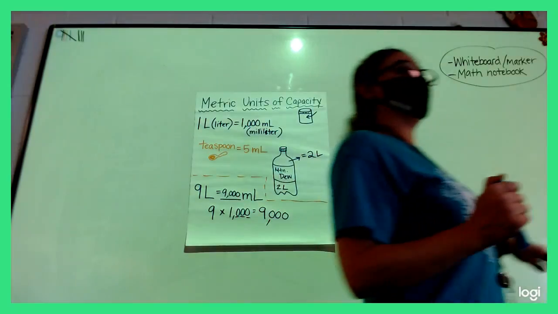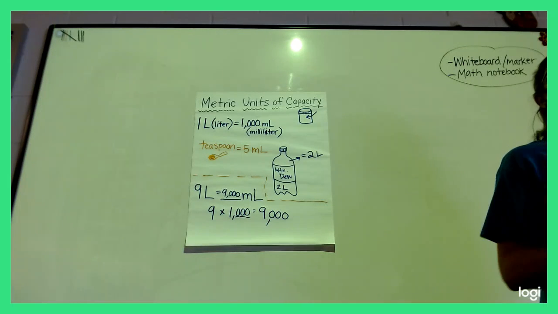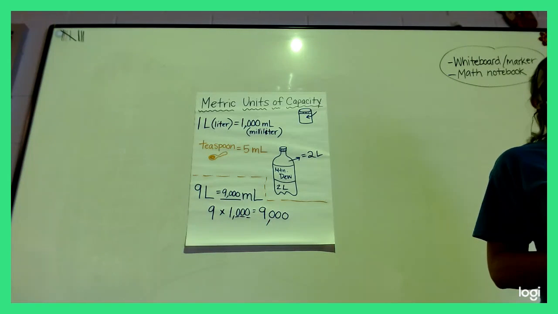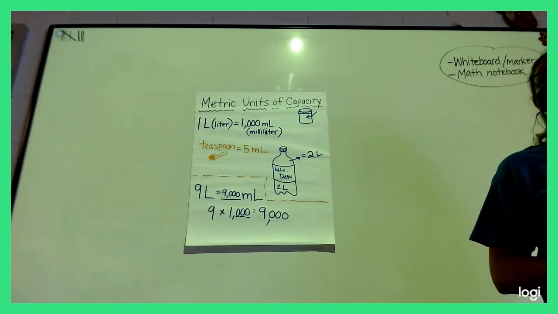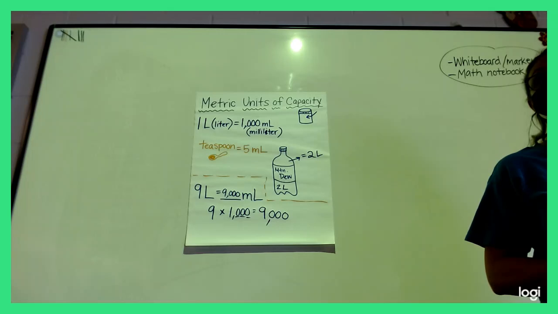So before we move on from our notes, any questions? Josiah? So there's only liters and milliliters? For capacity? Yep. That's all we're going to focus on. Liam? And if there was like 100 liters, there would be 100,000 milliliters. You got it.